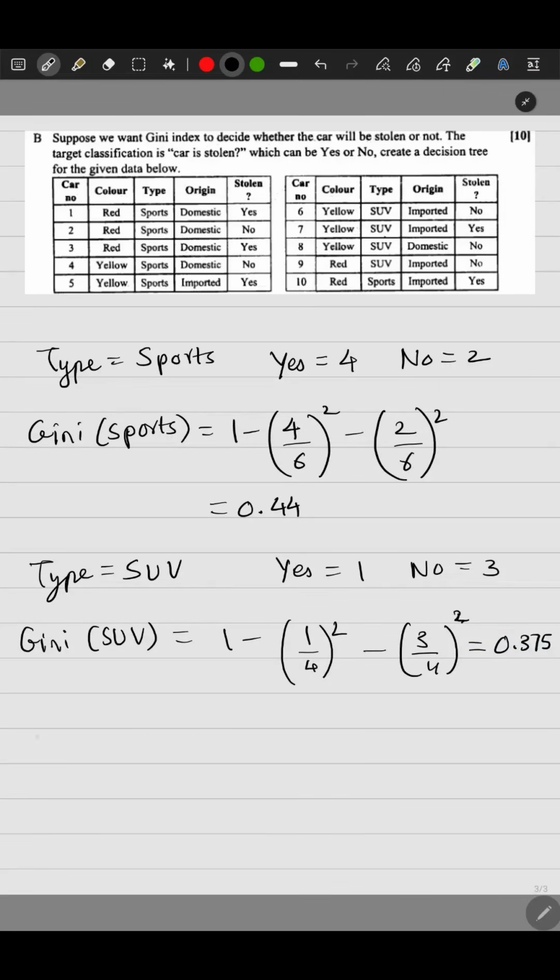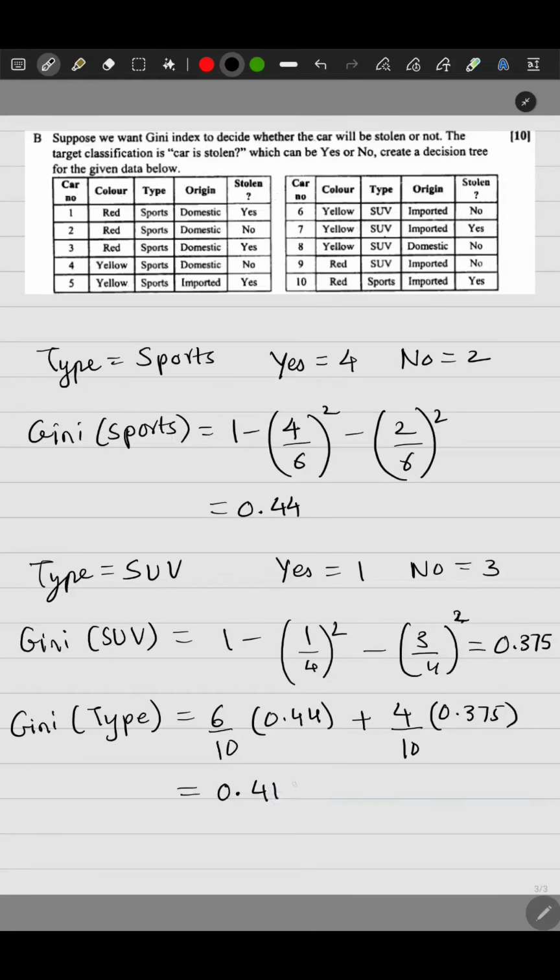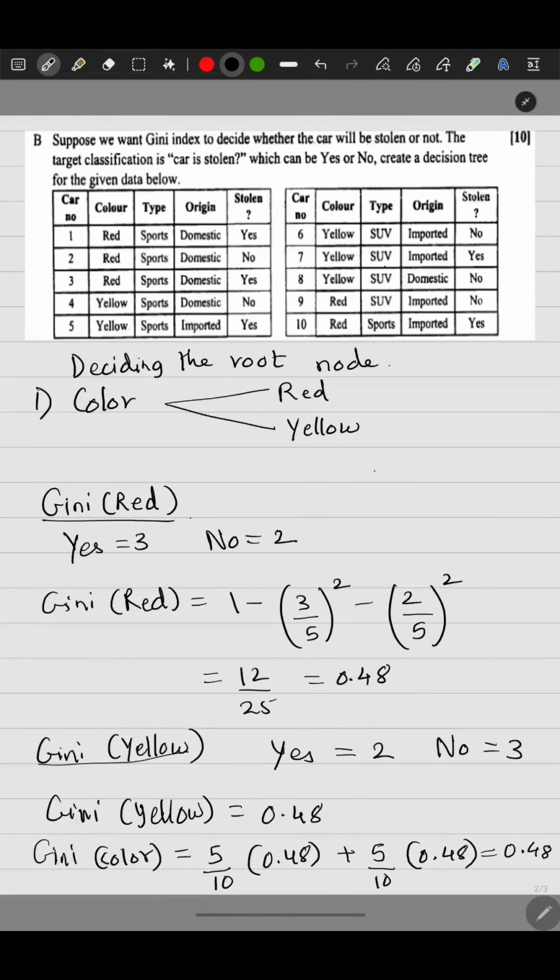Now weighted Gini for type. Gini for the whole attribute type will be calculated by the weight of type sports, which is 6 out of 10, multiplied by the Gini impurity value 0.44, plus SUVs, which are 4 out of 10, multiplied by 0.375. This comes out to be roughly 0.417. So Gini of type is 0.417, and Gini of color was 0.48.